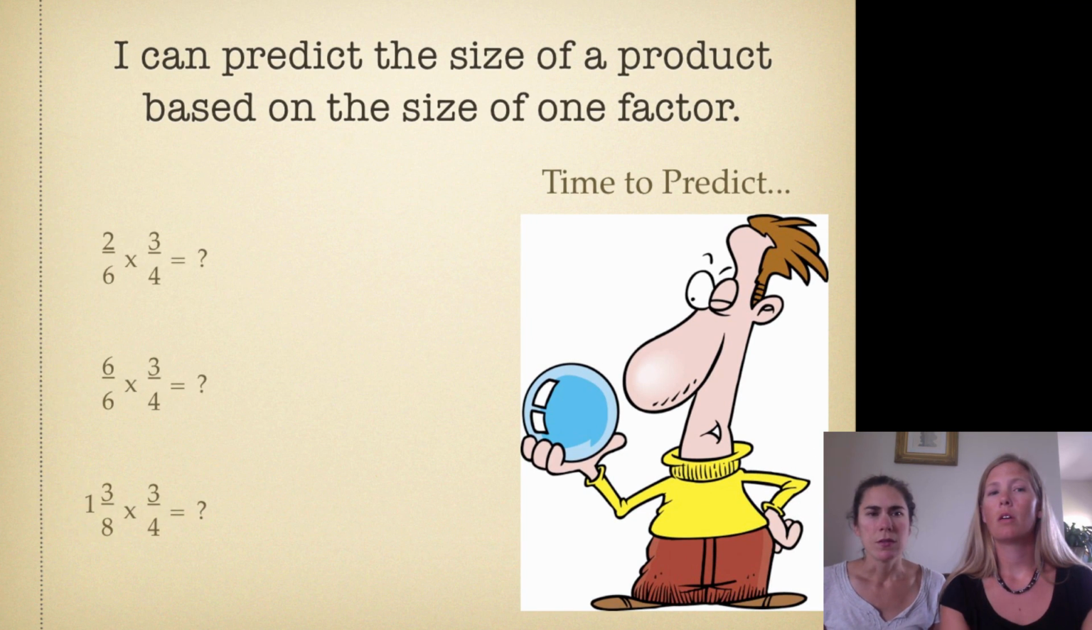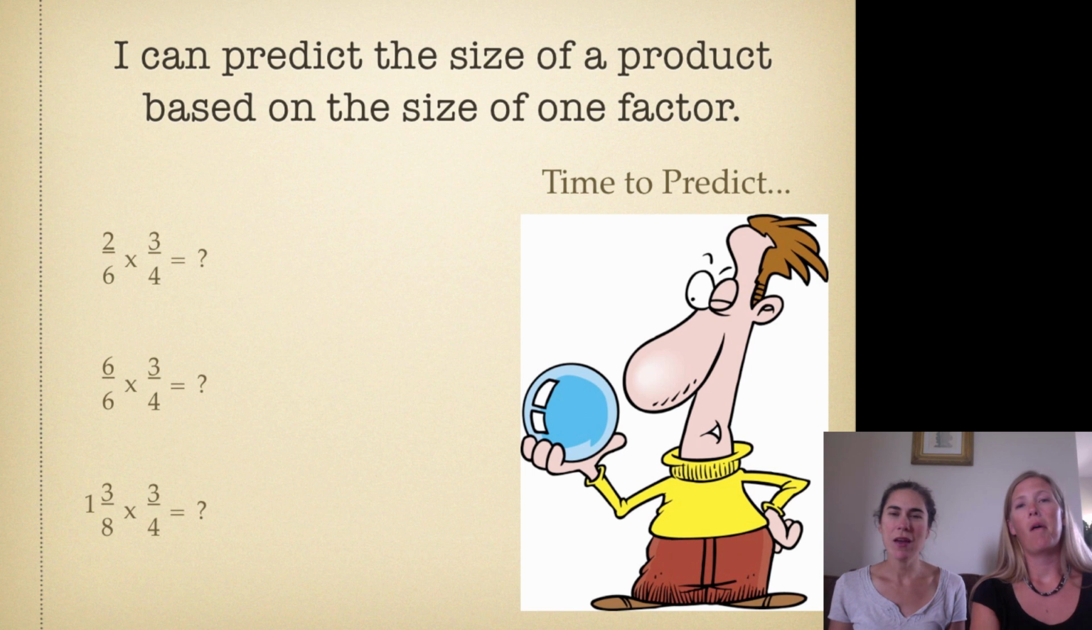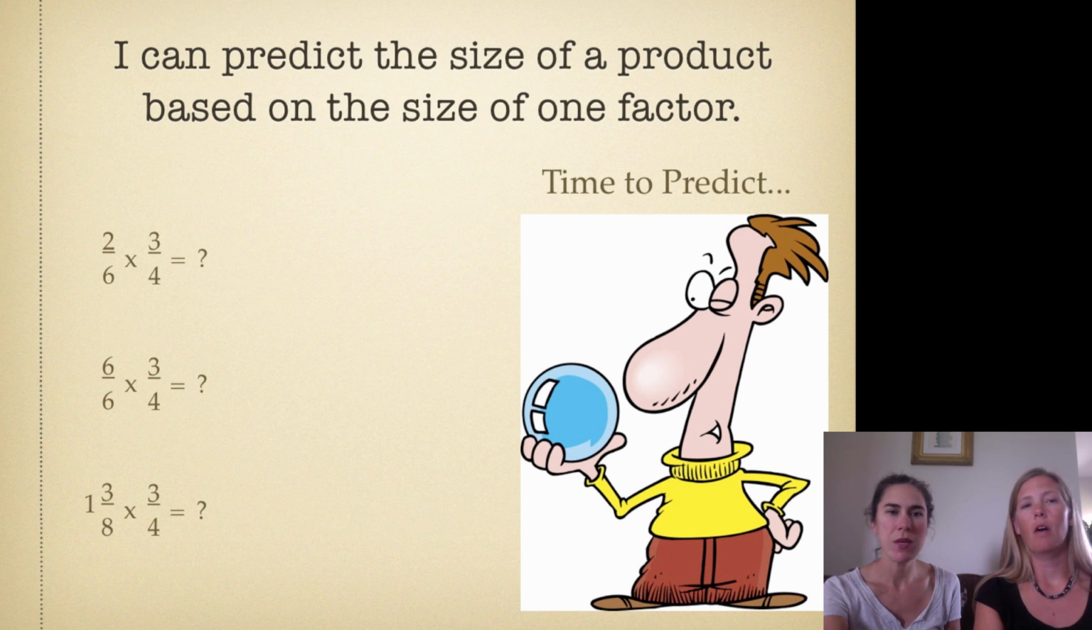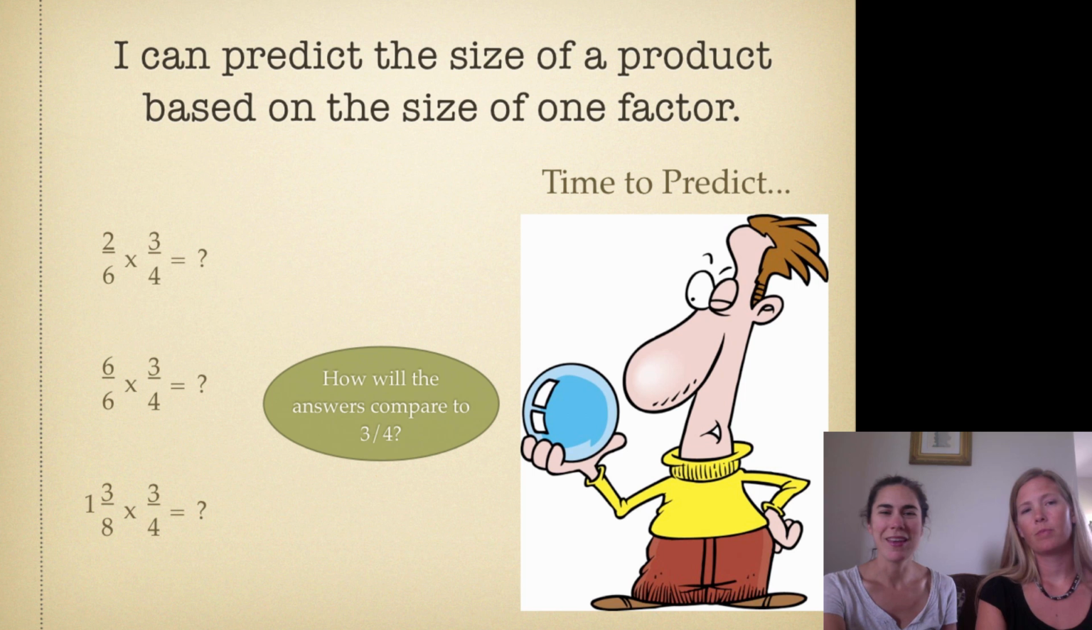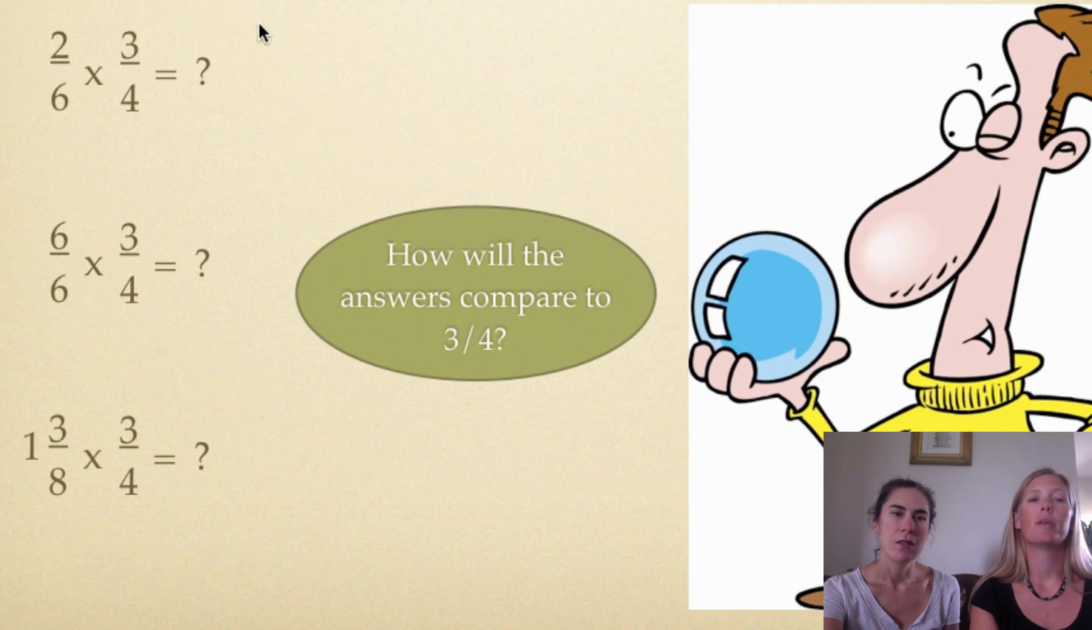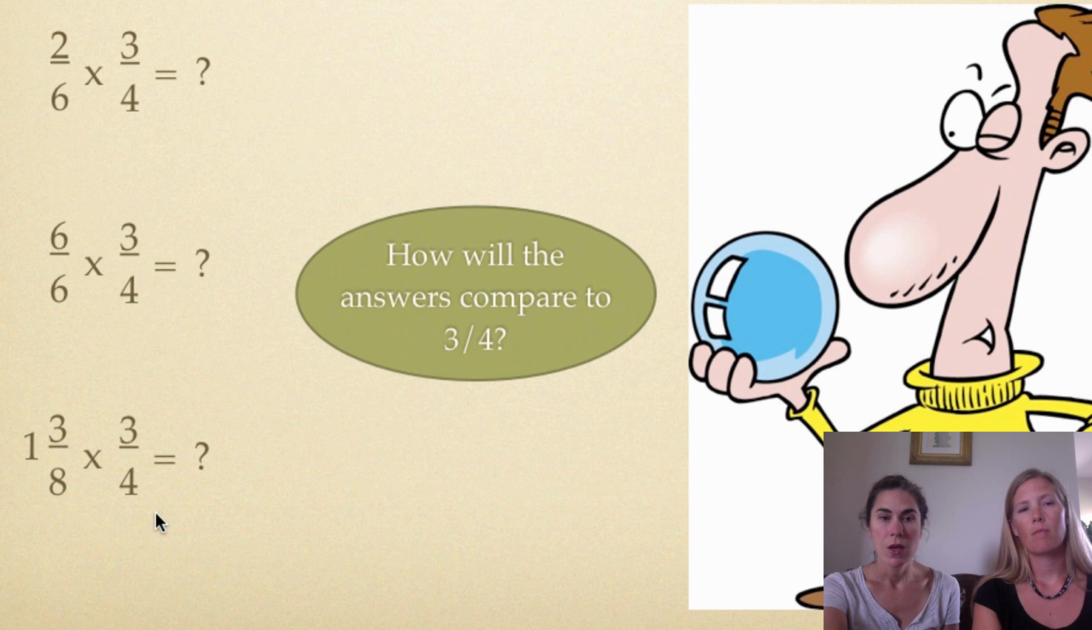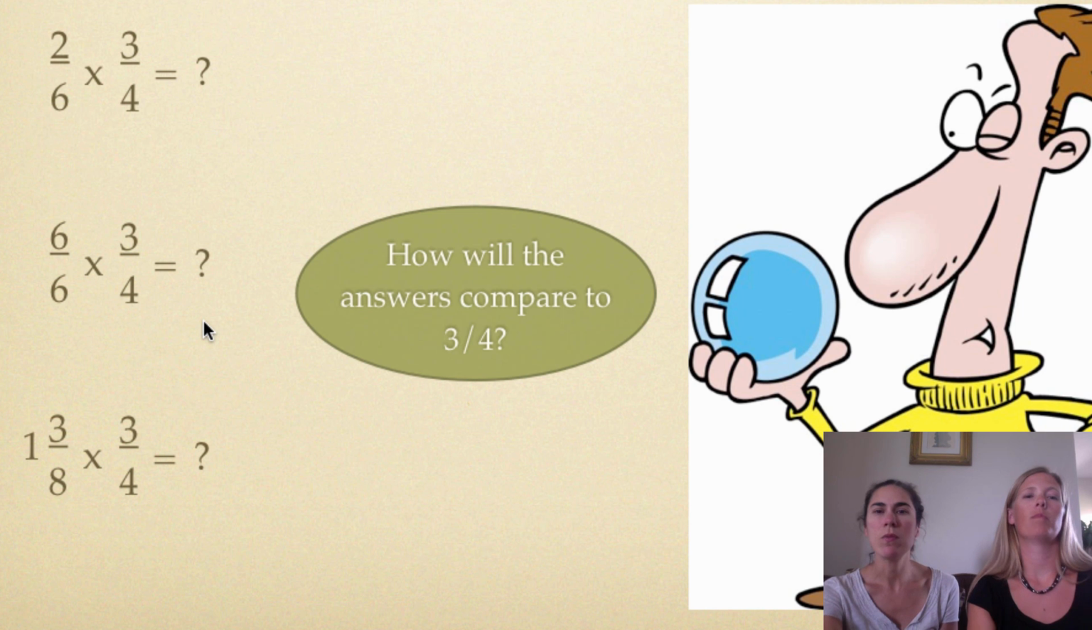Now we're just going to think about these problems right here. You'll notice 3/4 is in all of these problems. You want to think to yourself, how will the answers compare to this factor right here? We have 2/6 of 3/4, 6/6 of 3/4, and 1 3/8 of 3/4. Just take a moment right now and think about that. Will they be less than 3/4, greater than, or equal to? Then we'll walk you through those.